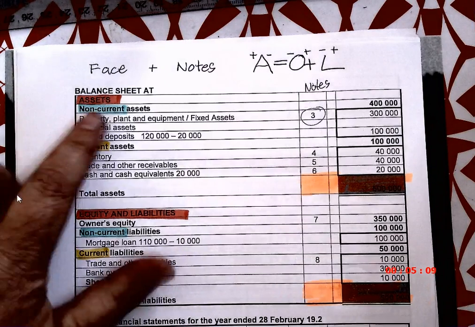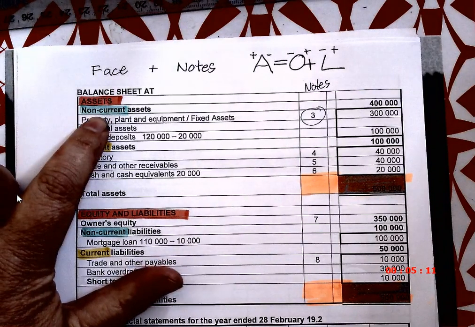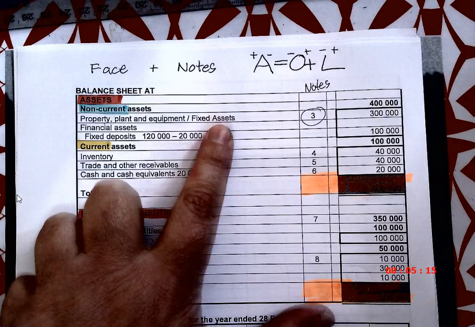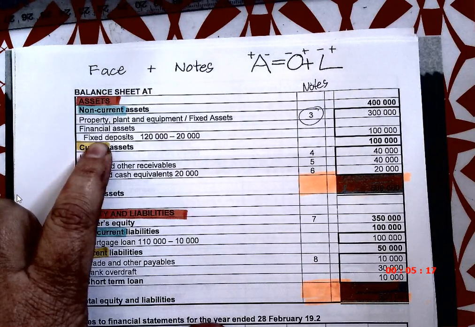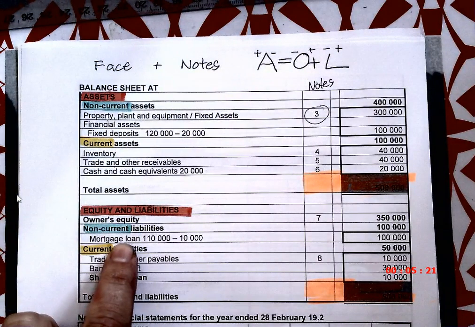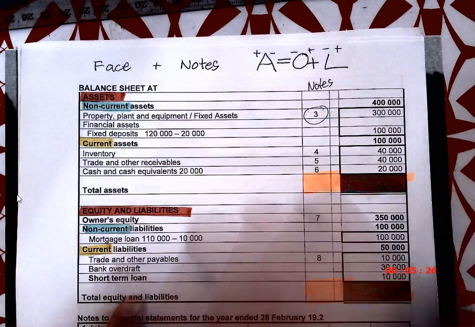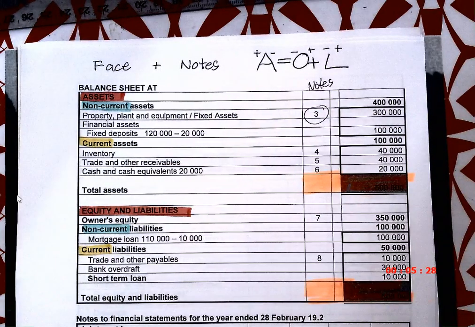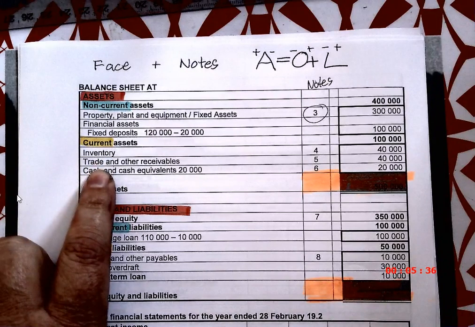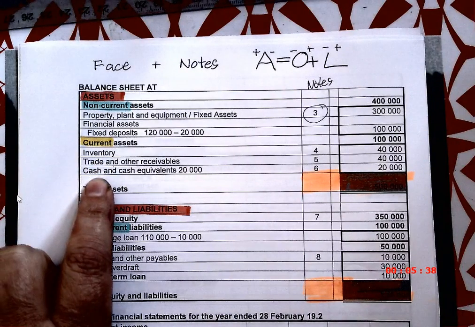So, can you see your non-current assets would be your fixed assets and your fixed deposit. Your non-current liabilities is your long-term loan. Then what is current? Current is the things that change daily or monthly, or change often within 12 months. And that would be your stock, your debtors, and your cash.